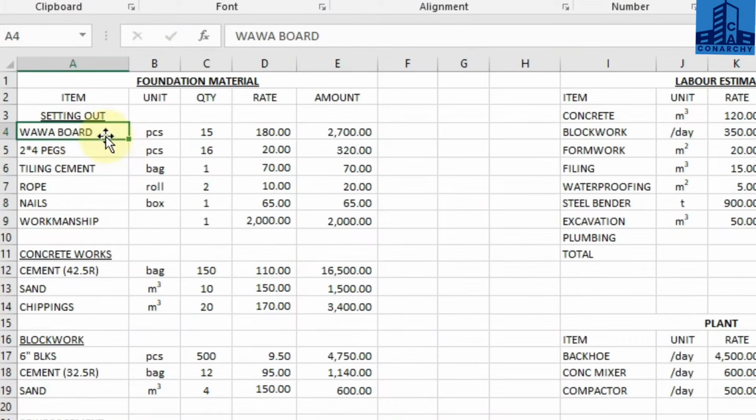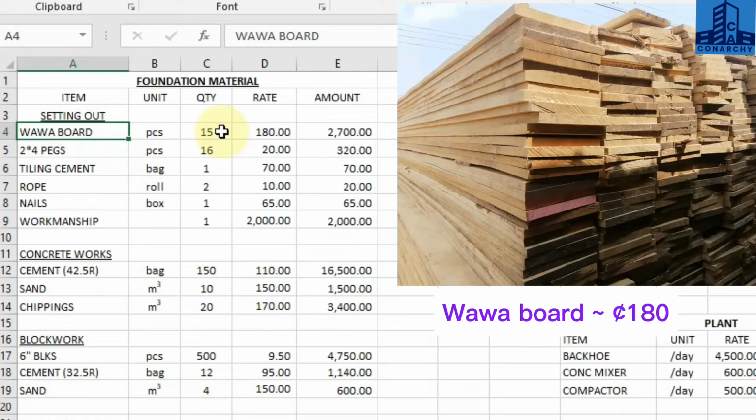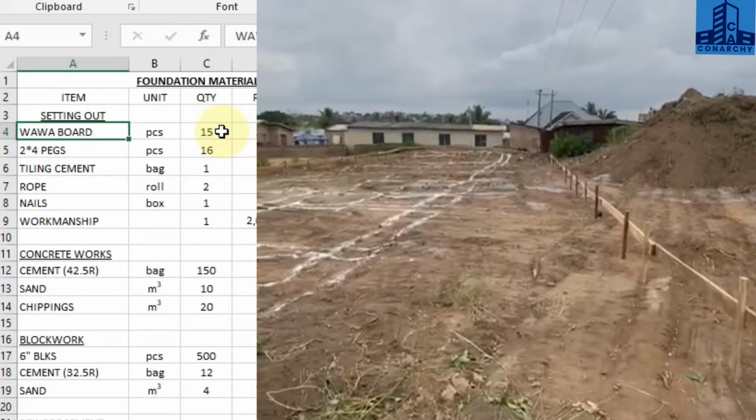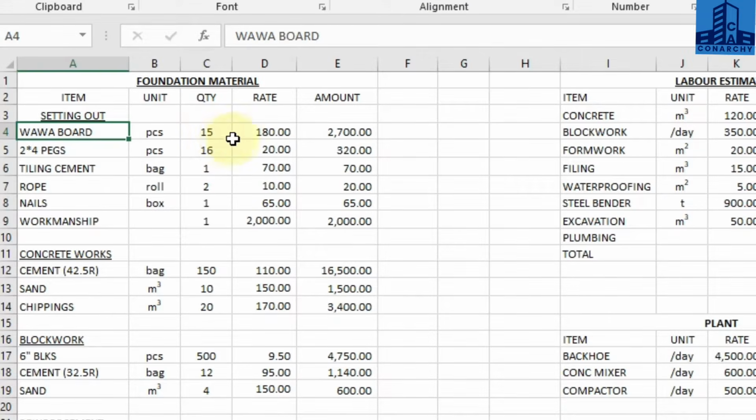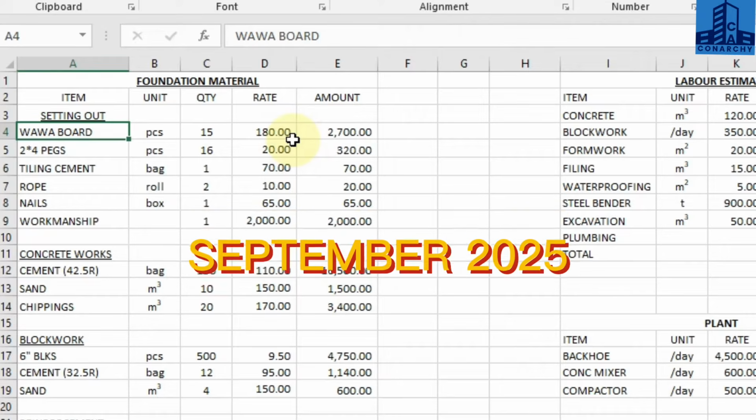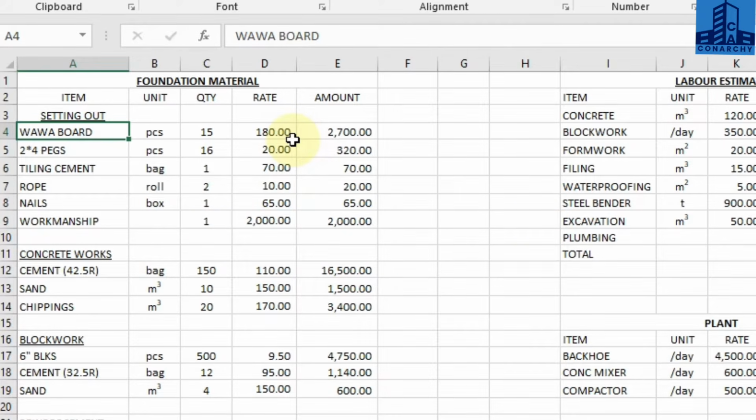So first of all, we need the wire board. We'll be needing 15 pieces of that. The wire board is used to enclose the building space, to place the nail on top, tie it with a rope, and we pick the alignment. So you need these wire boards before starting your setting out, and we are going to need 15 pieces. A wire board is costing around 180 cedis. We're actually in September 2025, and these are some of the modern costs of materials. It might increase or decrease as time goes on, but as of September 2025, that's the cost of one wire board.